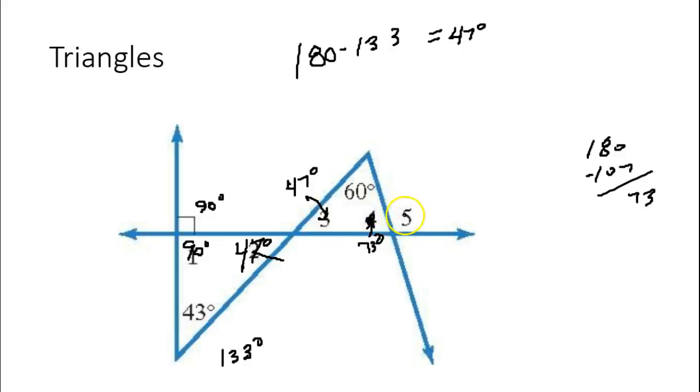And since angle 4 and angle 5 are supplementary, angle 5 will have to be equal to 107 degrees. So we figured all of that out just using basic geometry.